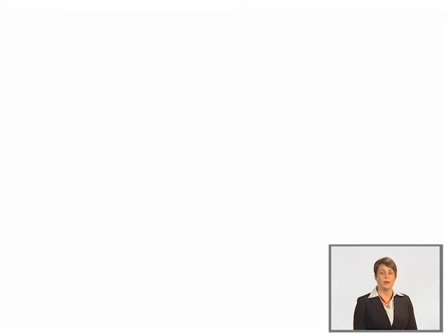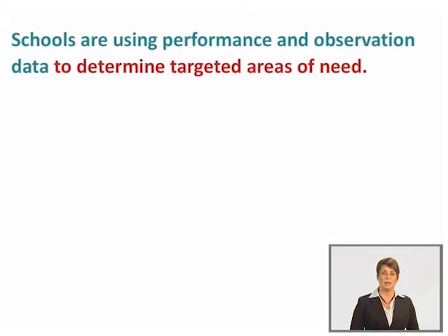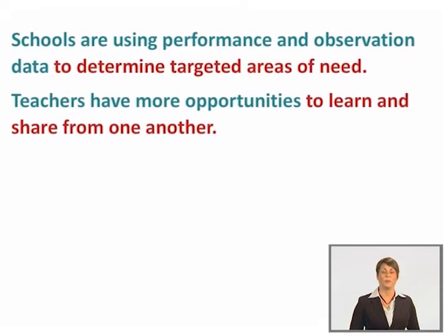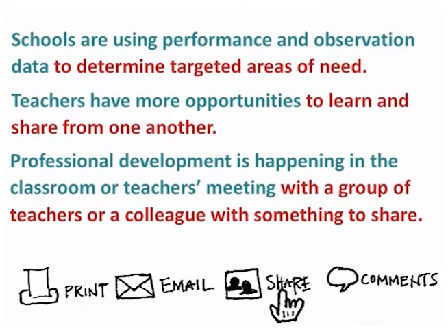We have come a long way in the area of professional development. More often than not, schools are using performance and observation data to determine targeted areas of need. Teachers are provided greater opportunities to learn and share from one another. And professional development is not something that happens only off-site at a retreat or workshop led by an expert. In many cases, it is happening in the classroom or teachers' meeting with a group of teachers or by a colleague with something to share. Our understanding of professional development and what makes it effective is evolving, but there are a few practices regarding its quality that remain unchanged. Let's take a look at the indicators that will guide this module.